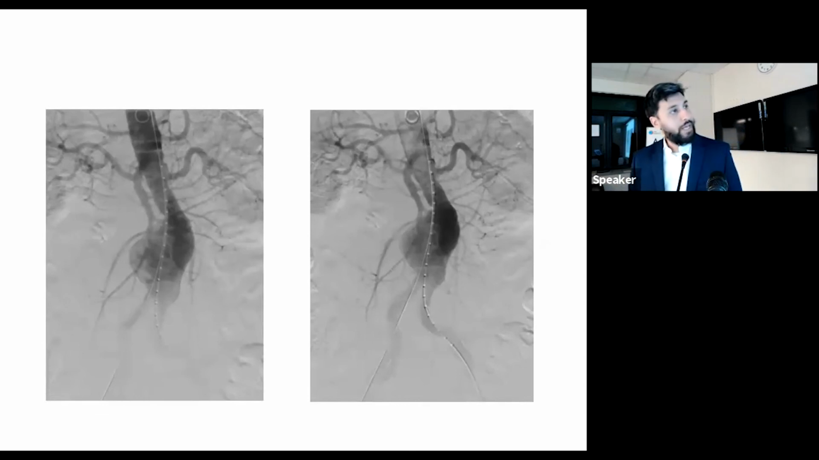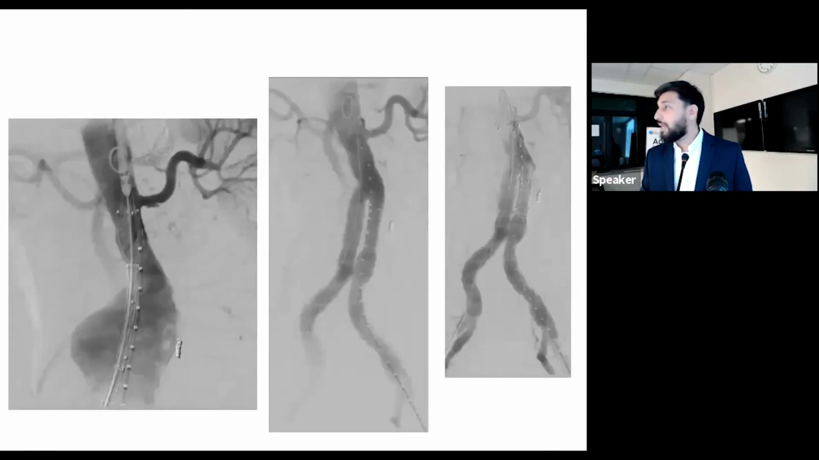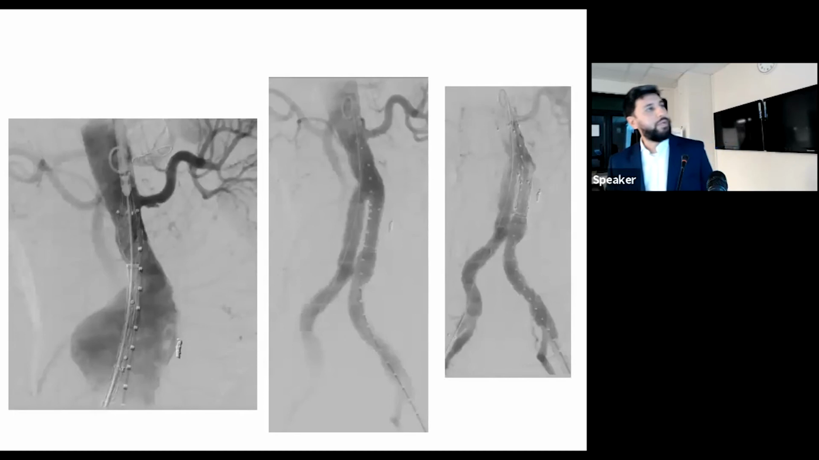So the plan here was, because of the position of the IMA, we thought there'd be quite a high risk of a type 2 endoleak. And I'll go back to types of endoleaks right at the end. So we wanted to embolize that. We got in, we embolized that preemptively, and then we went on with the aneurysm repair.